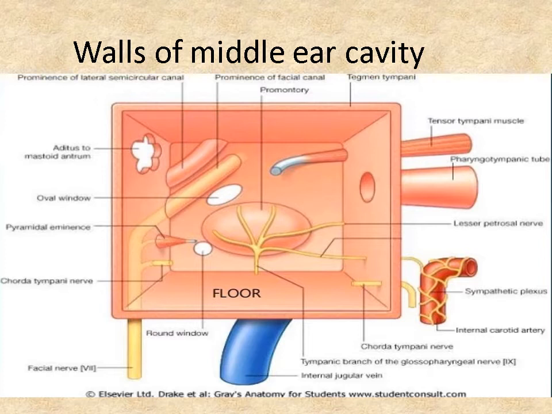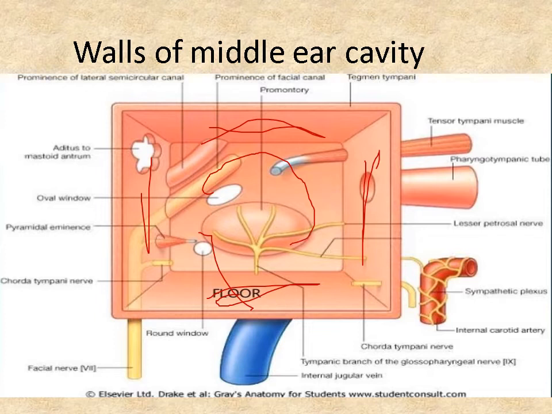Now this is very important, walls of the middle ear cavity. As we mentioned earlier, the middle ear cavity is a 6-walled cavity. I want you first to imagine the diagram. Here we removed the lateral wall, the tympanic membrane, and we're looking from the inside. So we have here the floor, the roof, the anterior wall, the posterior wall, the medial wall here inside, and we remove the lateral wall.